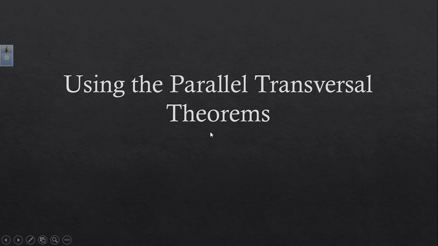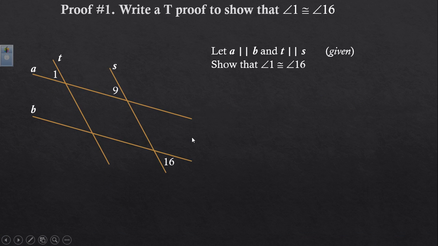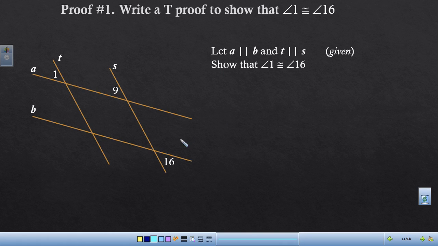All right, so now we're going to talk about using the parallel transversal theorems. This is the kind of proof that you're going to get on the test. The difference between this proof and the ones that we've been studying this last week is that this is like the first couple weeks: we have A parallel to B and T parallel to S as our given, and we're showing congruence. This is in contrast to the most recent ones where we have congruence and parallel to show parallel.